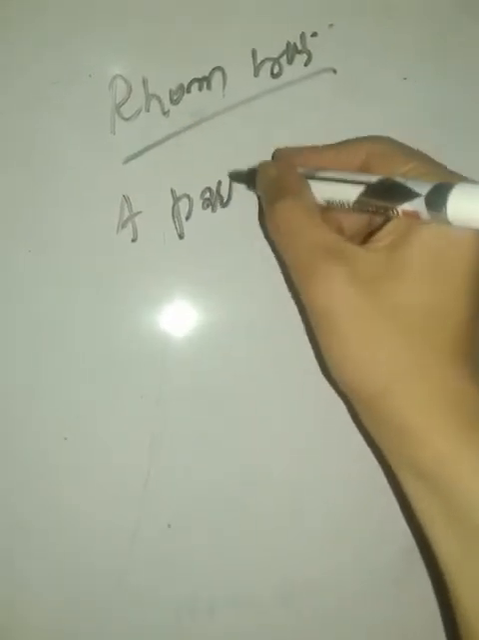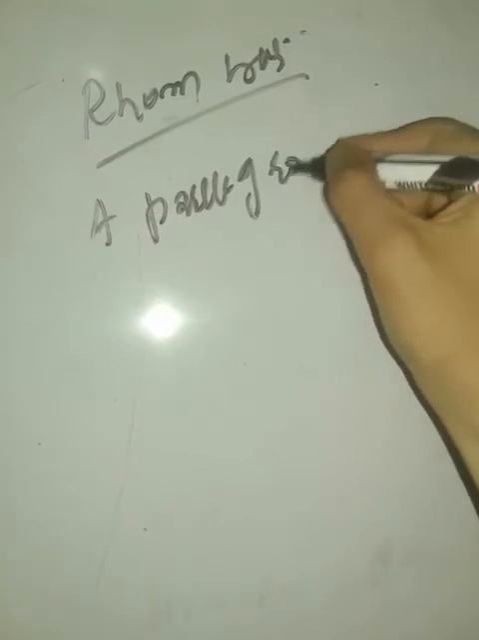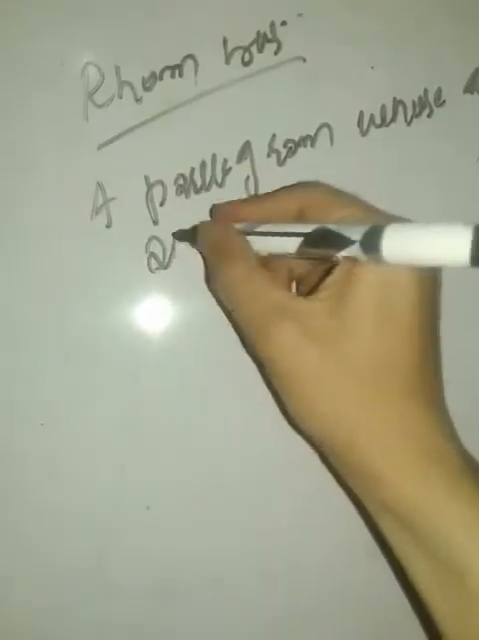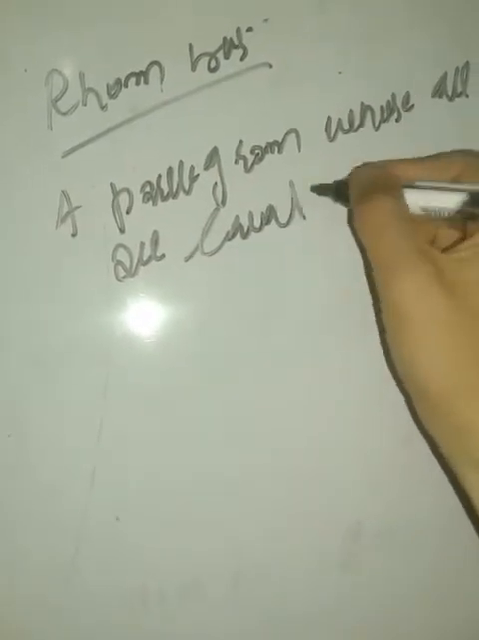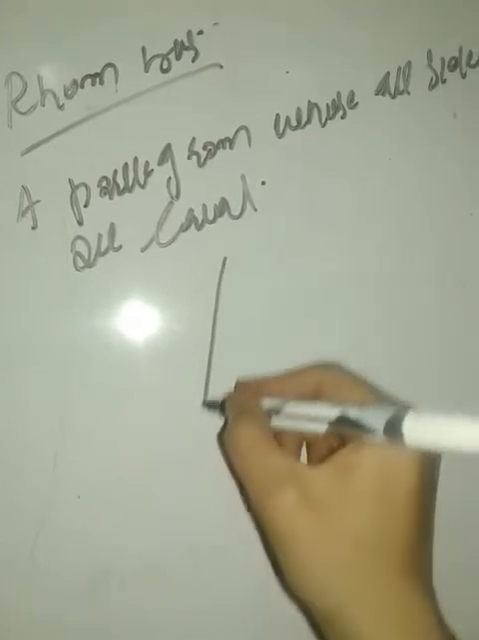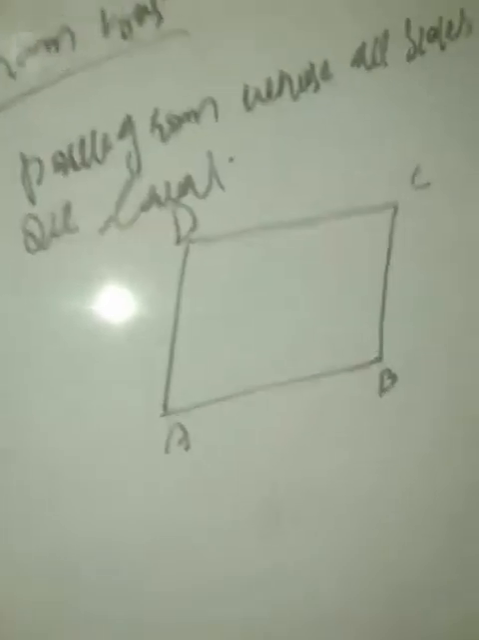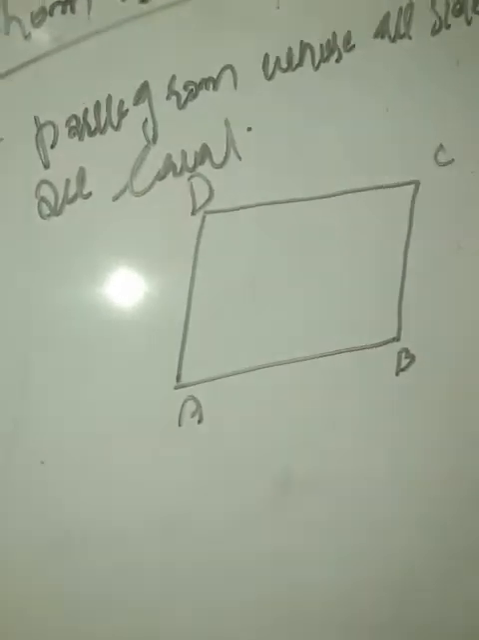A rhombus is a parallelogram whose all sides are equal. So if ABCD is a quadrilateral and AB is equal to BC is equal to CD is equal to DA, this is a rhombus. But what is the difference between a square and a rhombus?